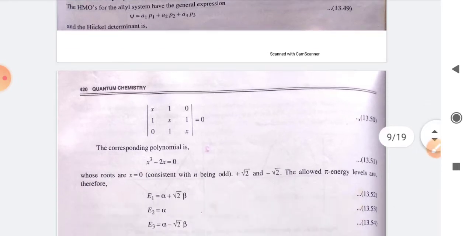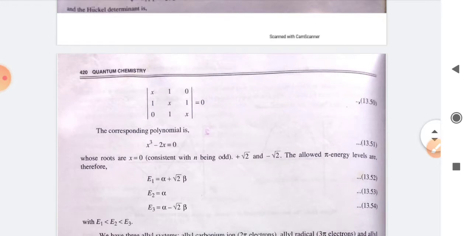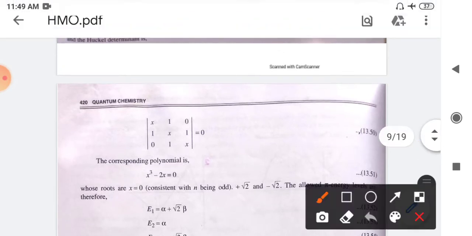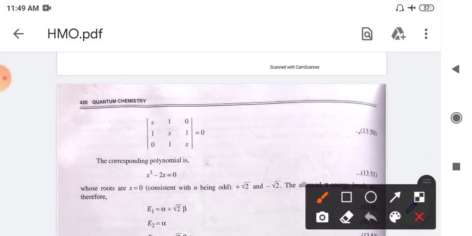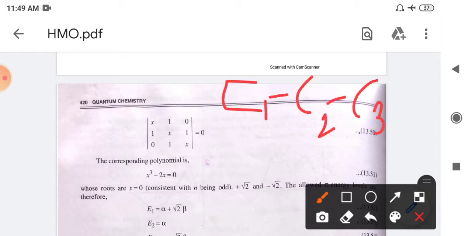Now the next step is to write the Huckel determinant. So what is the Huckel determinant? First of all, we have to write the diagonal elements as x, so all the diagonal elements are constant. The given system is C1, C2 and C3. Whenever there is direct contact between any two carbon atoms, we simply put the value 1, and if they are not directly attached, not direct neighbors of each other, then we simply put the value 0.